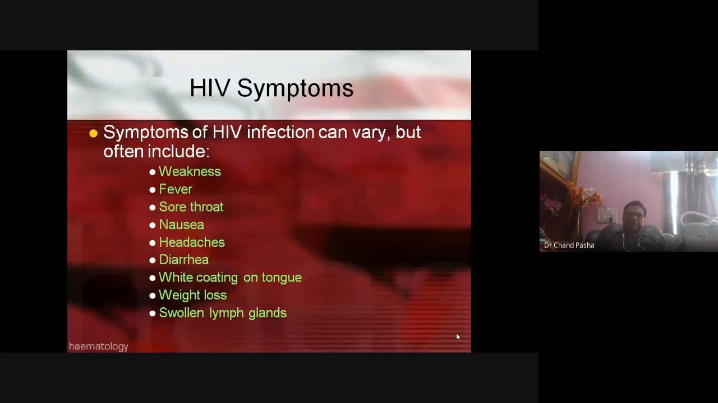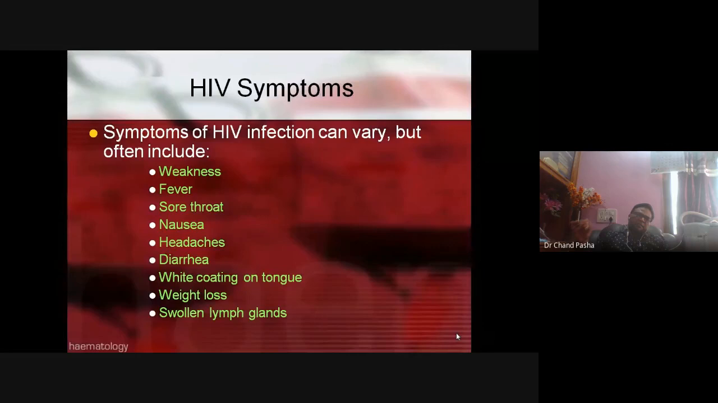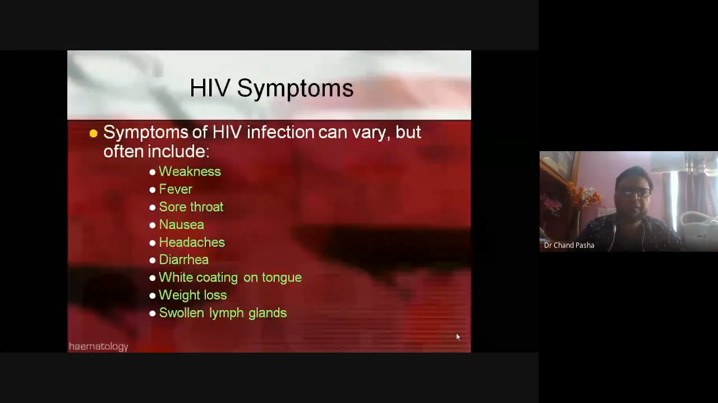Nausea and headache, diarrhea. See, normally E. coli helps to decompose lactose, milk lactose, and it helps a lot in our intestine. But even that E. coli creates diarrhea in case of HIV people. White coating on the tongue because fungus grows on it, and weight loss, swollen lymph glands. These are some of the symptoms of HIV.